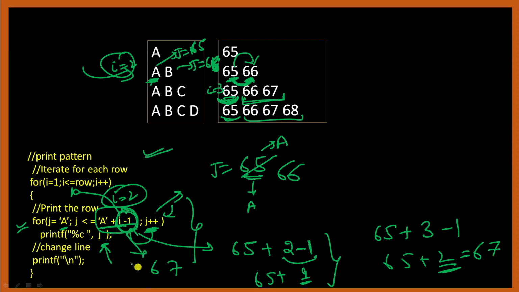You can just take it like this, and j equal to a is like 65. So for i equal to 3, how many times will it run? 65, 66, 67, 3 times. And j will be holding 65, 66 and 67. So that j will be printed.